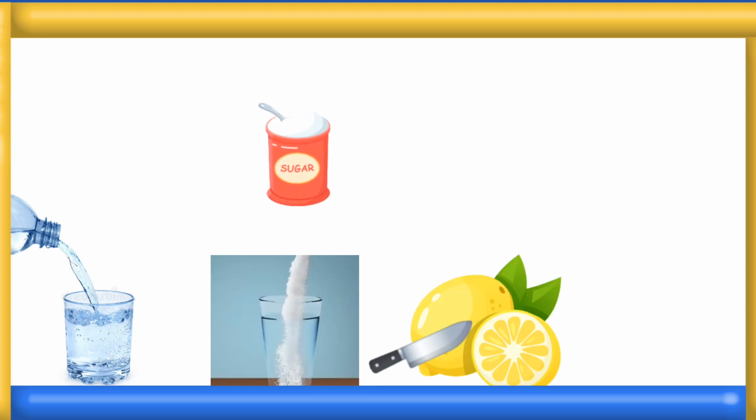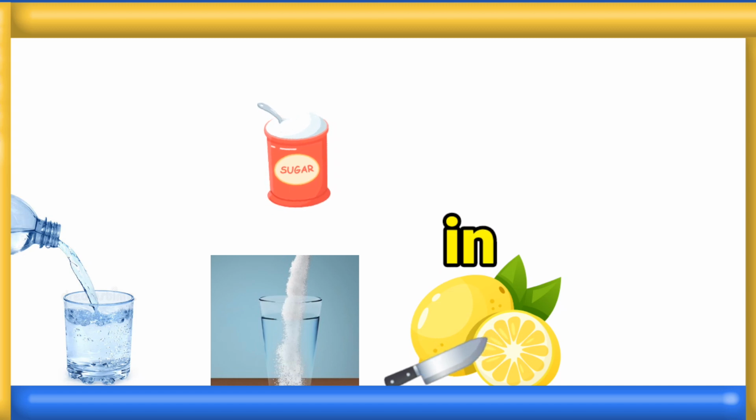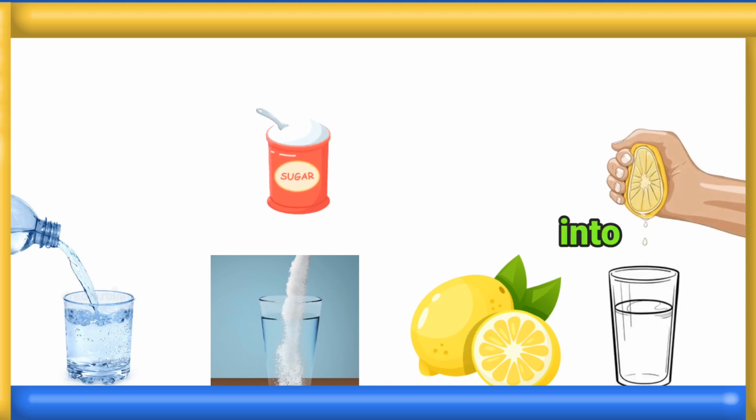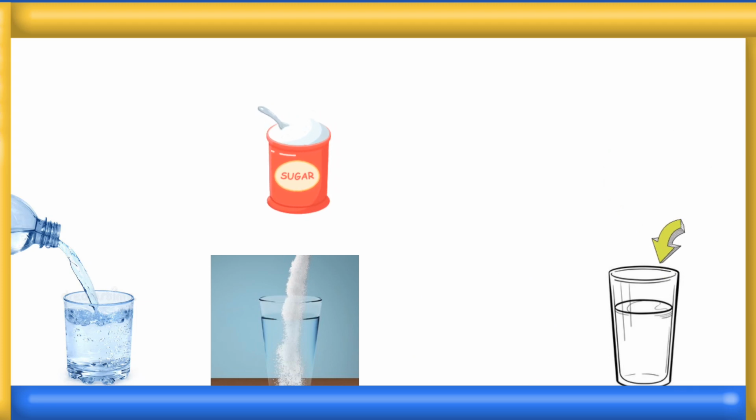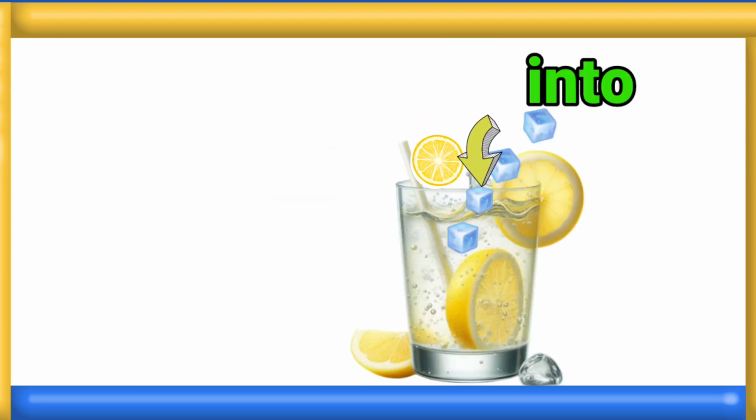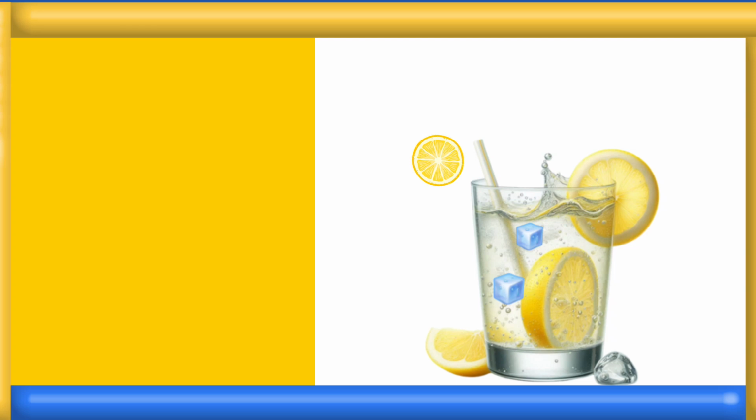Now cut the lemon in half to make lemon juice. And finally squeeze half a lemon's juice into the glass. Drop a few ice cubes and some lemon slices into the glass.